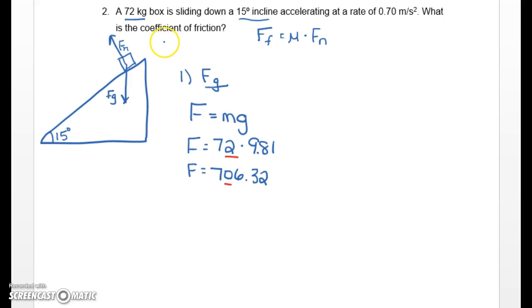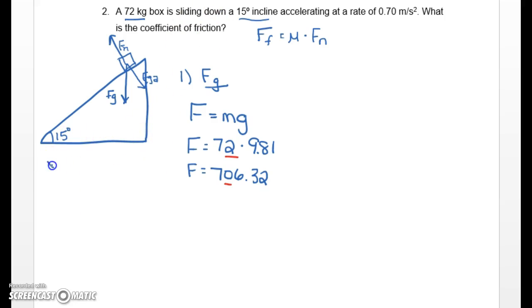That right there does not create a very nice looking triangle that we can really work with. But what we do know is that the gravitational force component that's acting perpendicular to the surface, and I will call this number 2, is equal to that normal force.